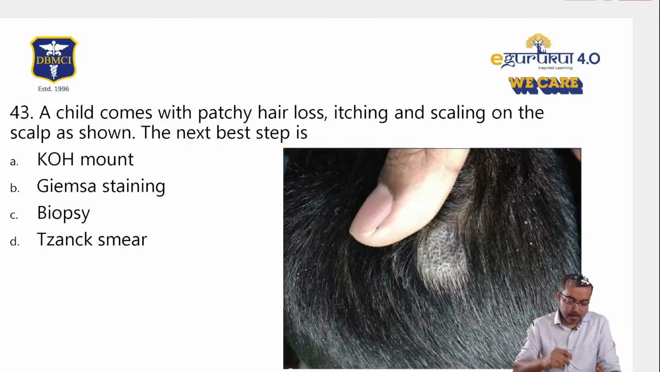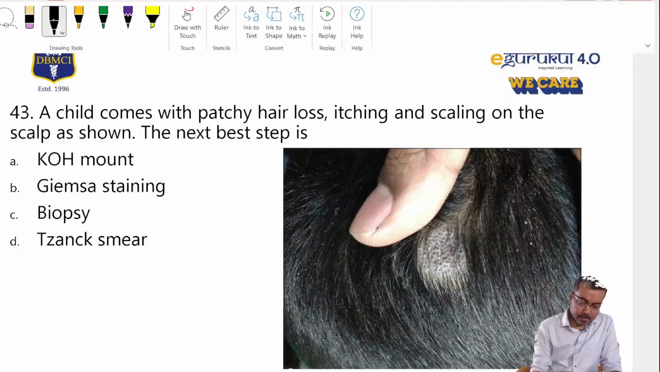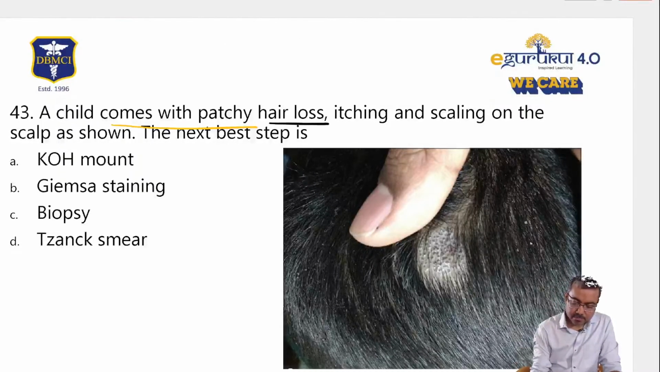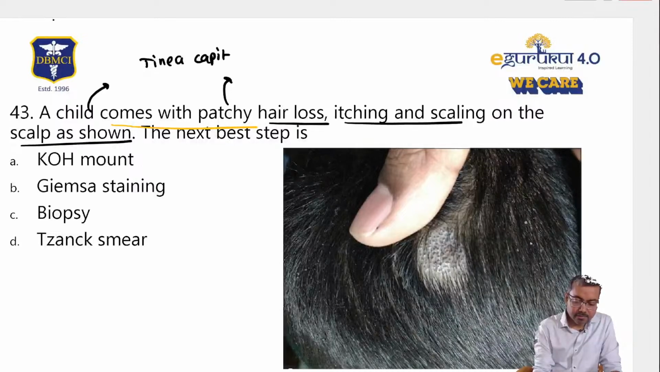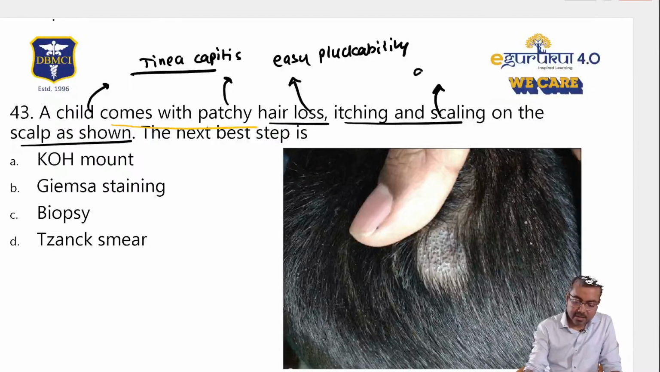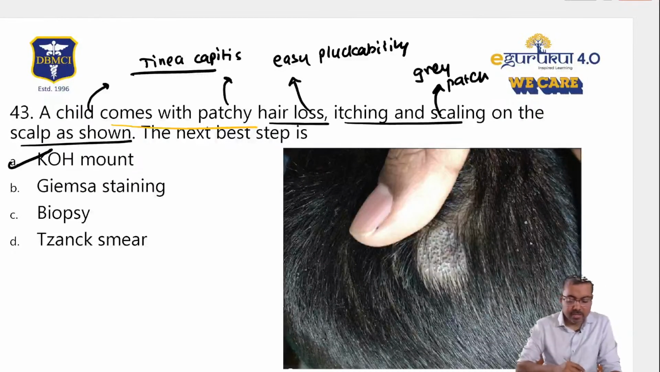All right. A child comes with patchy hair loss, itching and scaling on the scalp. The moment you have patchy hair loss in a child, you should always think of tinea. It's a giveaway question. Tinea: hair loss because there's easy pluckability. Itching is there, scaling is there. Scaling usually would be a gray patch. Itching, so the answer would be tinea.